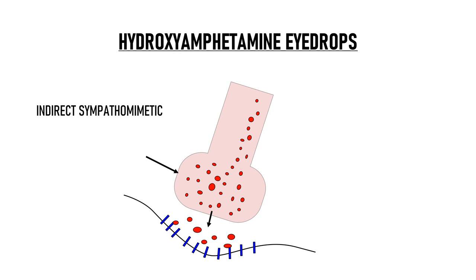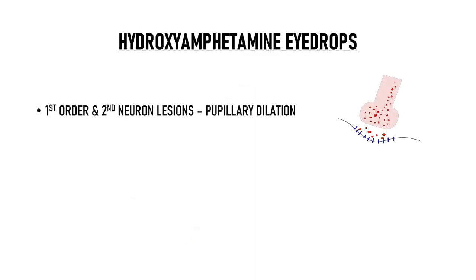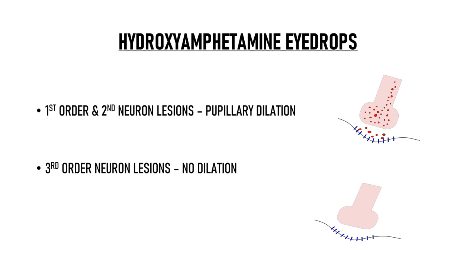In patients with first-order or second-order neuron lesions, hydroxyamphetamine causes pupillary dilation. Because even though the preganglionic nerve fibers are affected, the postganglionic pathway is intact and has noradrenaline reserves. However, in third-order neuron lesions, there is loss of terminal nerve endings and their noradrenaline stores are depleted. Thus, hydroxyamphetamine cannot cause any noradrenergic release here. Therefore, the pupil in postganglionic Horner syndrome would not dilate with hydroxyamphetamine.